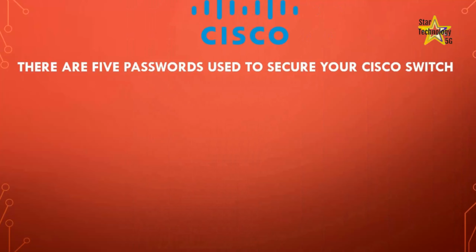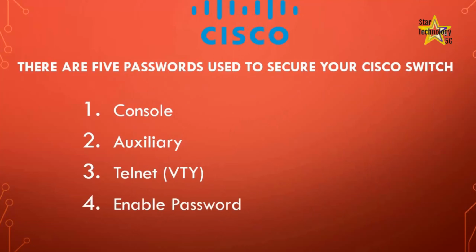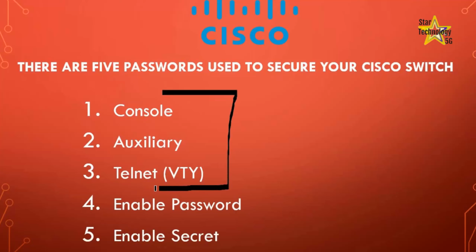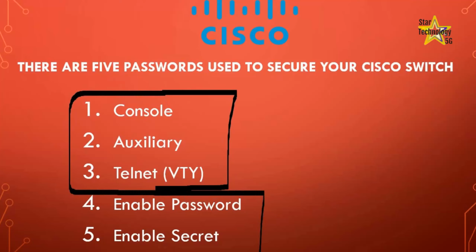Next, we will set up a password on this switch. There are 5 passwords used to secure your Cisco switch: console, auxiliary, Telnet VTY, enable password, and enable secret. The first 3 are used to configure a password when user mode is accessed through the console port, through the auxiliary port, or via Telnet. The enable secret and enable password are used to set the password that secures privileged mode. This will prompt a user for a password when the enable command is used.